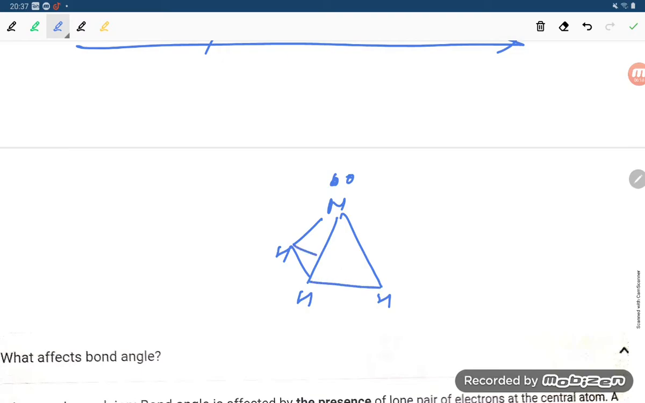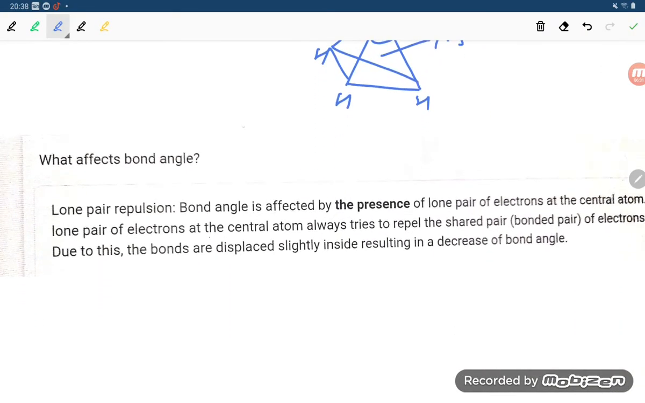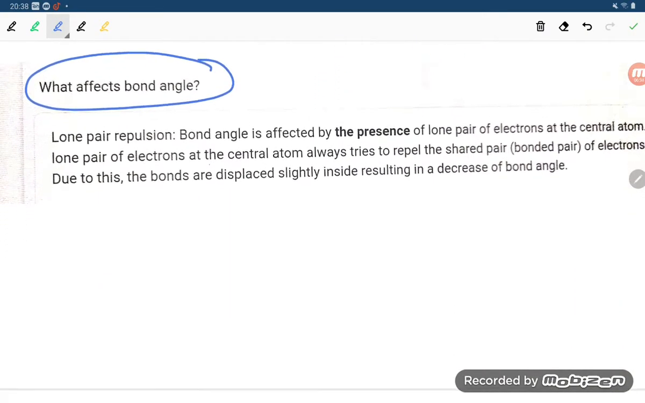Here the angle is about 105 degrees. What they are saying is that because of the lone pair of electrons, due to repulsion, the bond angle is less. So it depends on lone pair-bond pair repulsion. Okay, next one. What is the effect on bond angle?